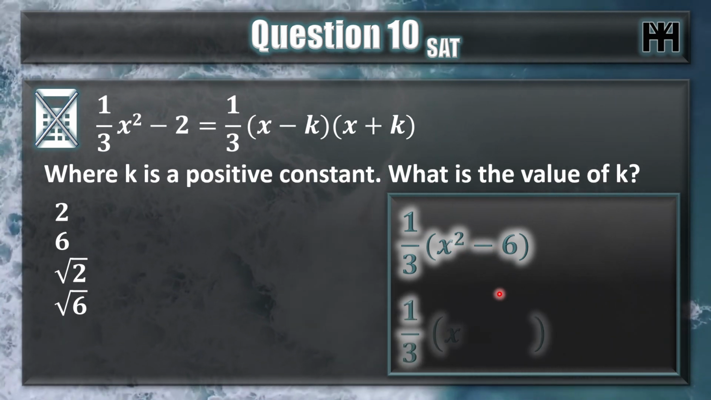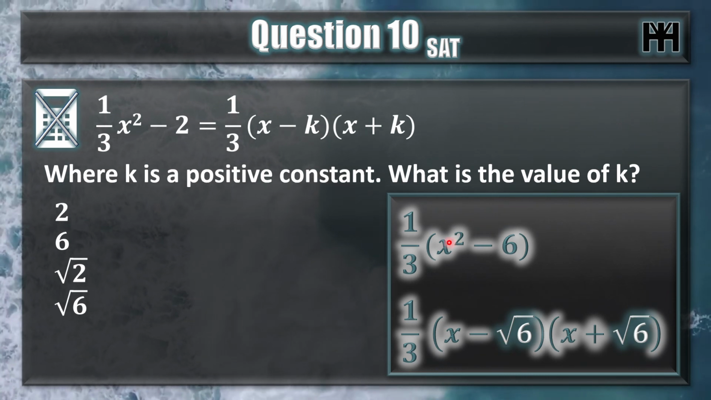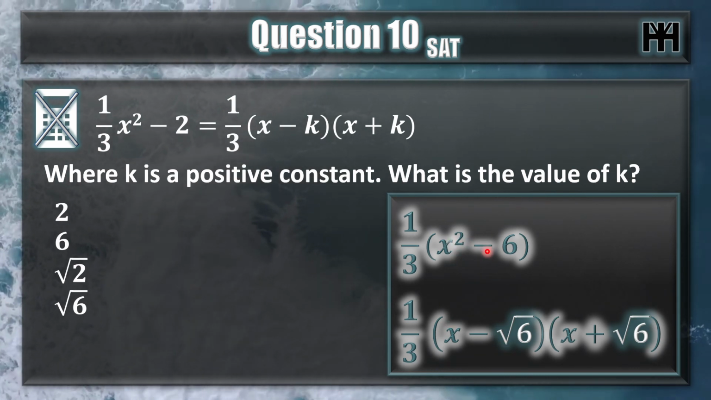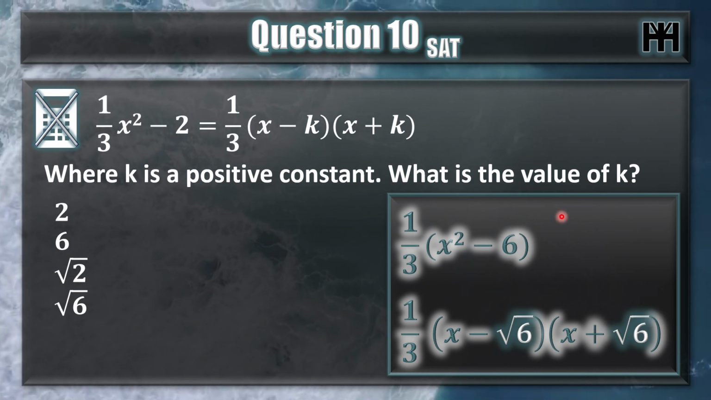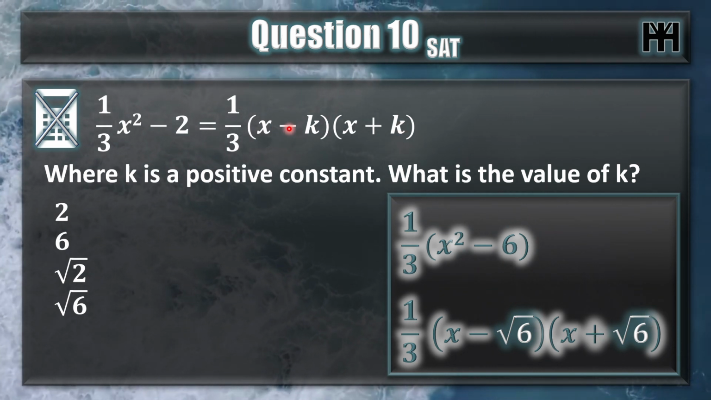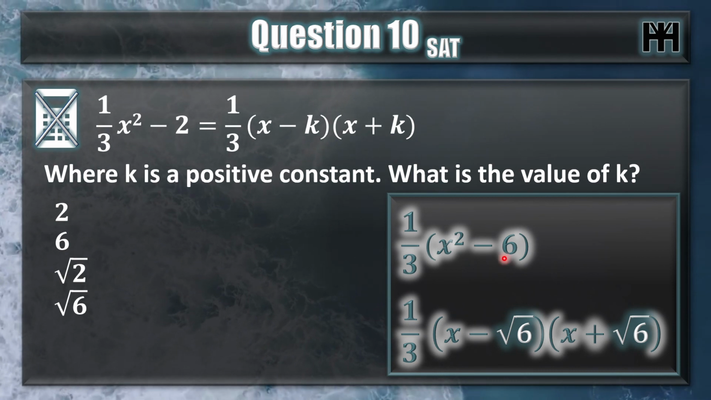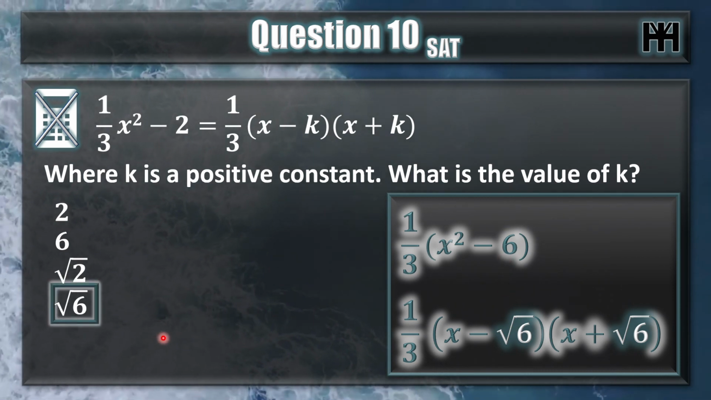So to take the difference between two squares here, x squared minus 6 will be x minus square root of 6 and x plus the square root of 6. So the value of k, they say x minus k and x plus k. The k here is equivalent to the square root of 6.